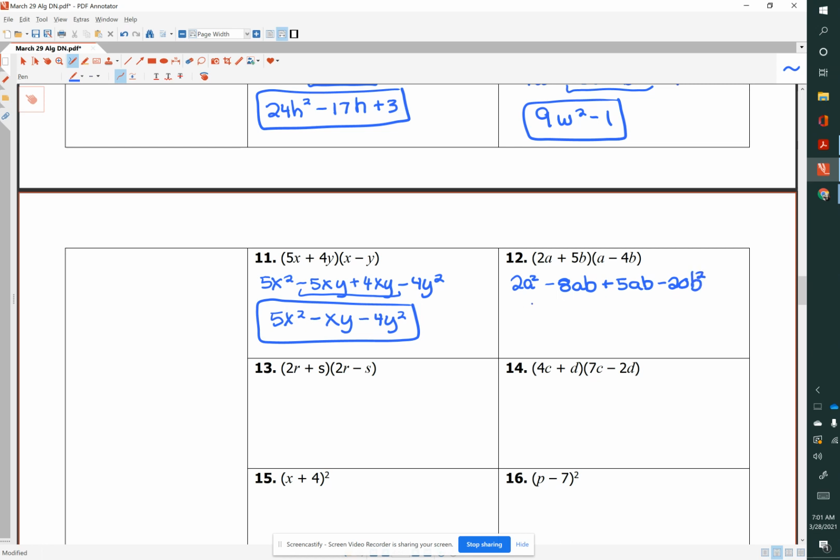This is very close to the pattern that we had in number 11, not with the signs, but with a and b instead of x and y. So I really want you to pay attention to these patterns as they evolve. So negative 8ab plus 5ab is negative 3ab. So we have our 2a squared minus 3ab minus 20b squared.